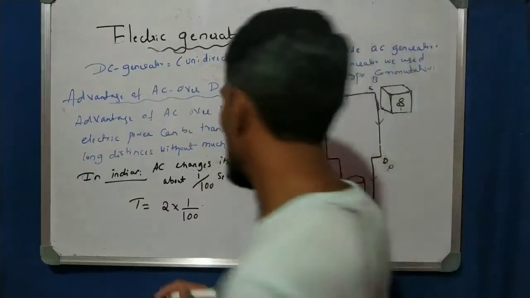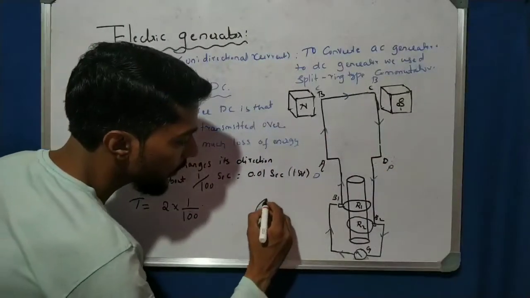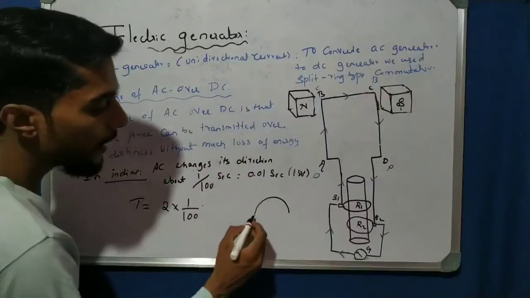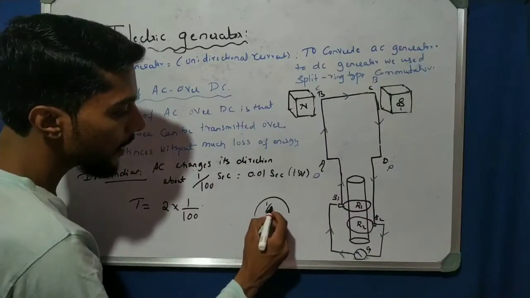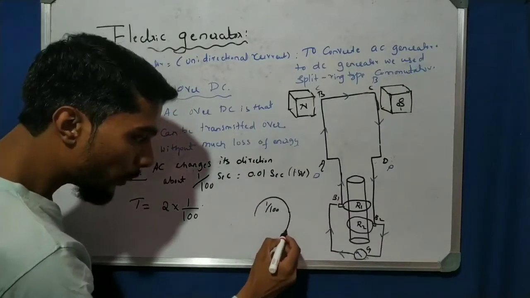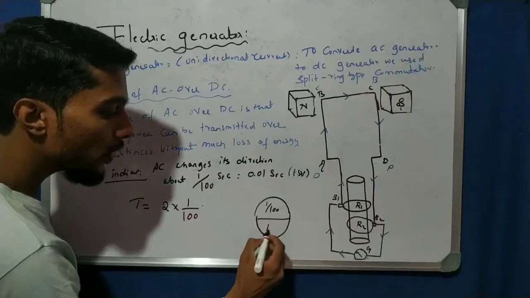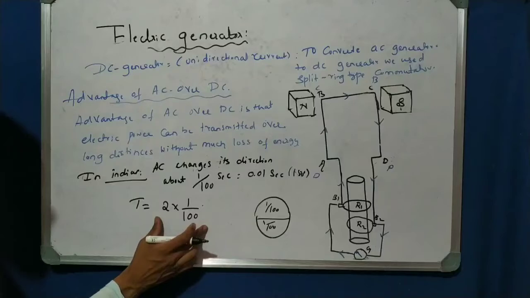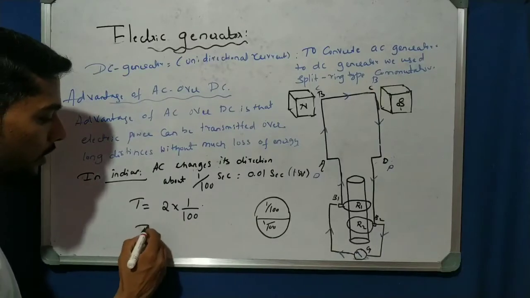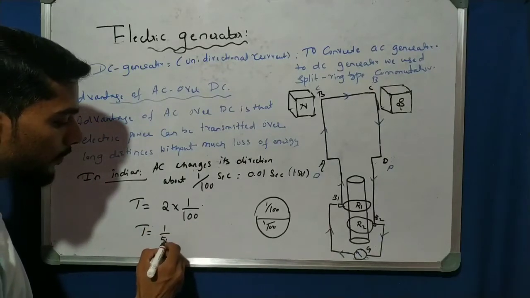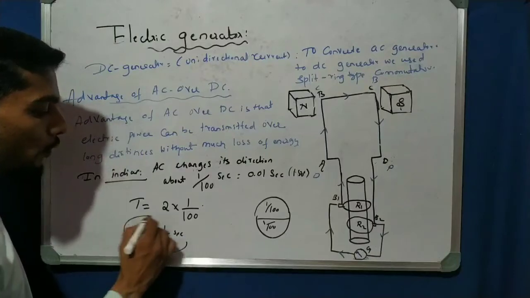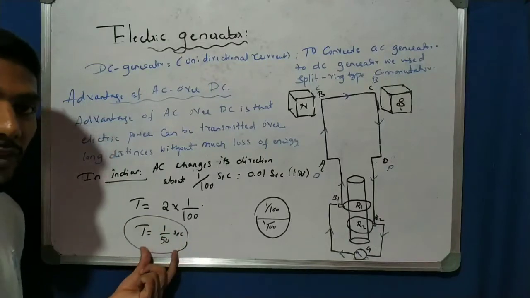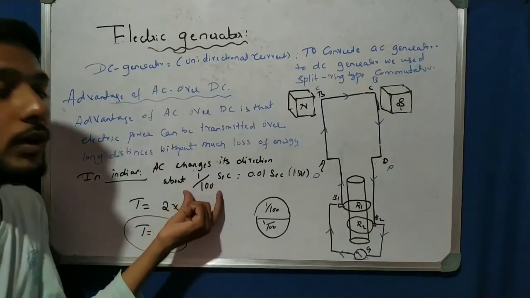For example, it is half rotation. For that rotation, how much time is taken? It takes 1/100 second. And for another half rotation, how much is taken here? It is 1/100 second. So that is 2 times of 1/100 second, which is a total of 1/50 for a complete rotation. For complete rotation, it is 1/50 second. But for changing direction, it is 1/100 second.